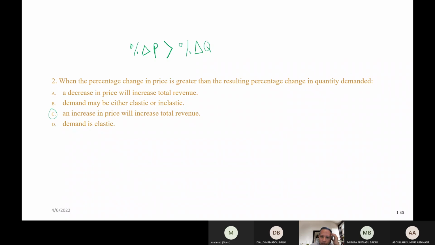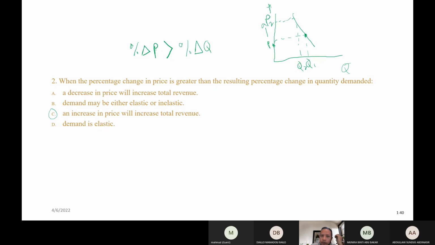If you look at it, for example, this is basically a representation of inelastic demand. So for example, price is here, quantity is here. Now the price increases. So let's say here. The quantity doesn't change much, right? But the price increases. So the quantity goes from Q1 to Q2.